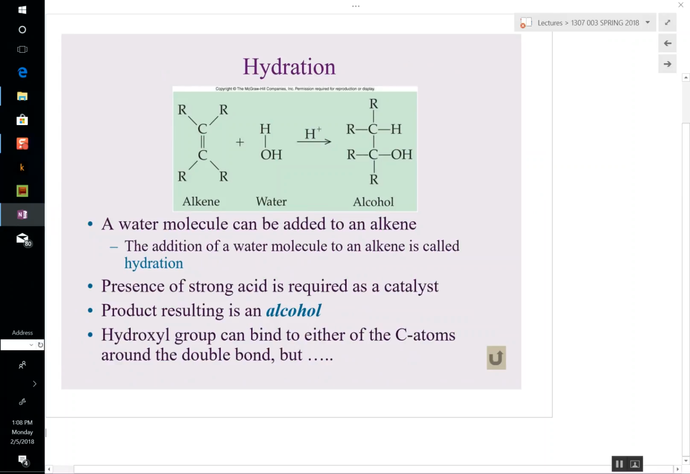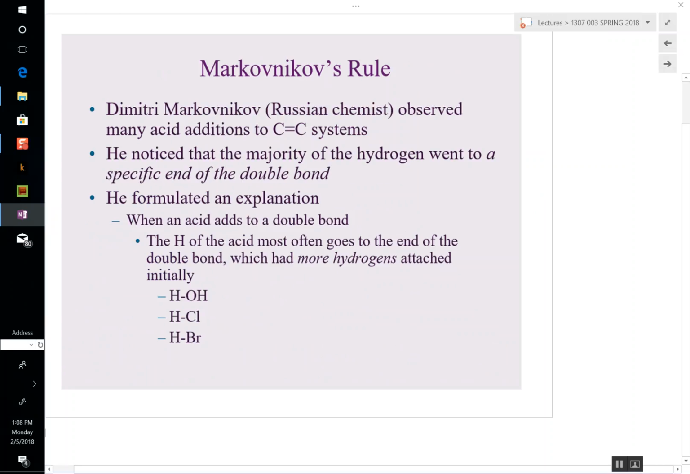All right, so we're talking about, you see here, acids. Water is a weak acid. HCl, HBr, HF, HI are strong acids. HOH is a weak acid. It's water. It's neutral. But there is a proton and there is a hydroxyl group. This is what makes water acidic. It's what makes it basic. And you form an alcohol.